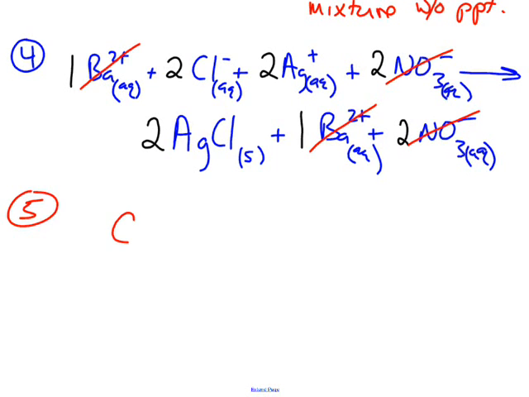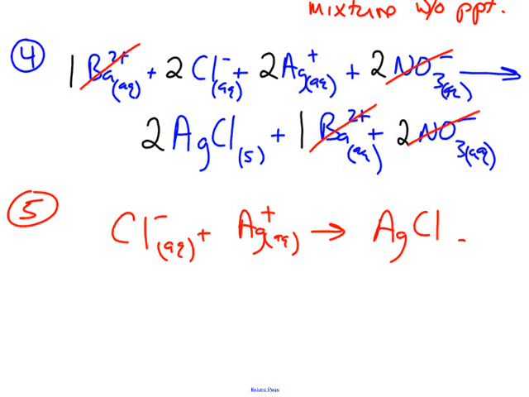So we have chloride ion in the aqueous state, combining with silver ion in the aqueous state, forming silver chloride solid. In terms of balancing, for the net ionic equation, put down net ionic. For the net ionic equation, we can leave the balancing as is, which is 1 chloride, 1 silver, forming the silver chloride.